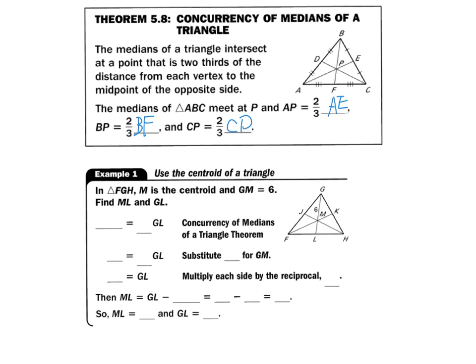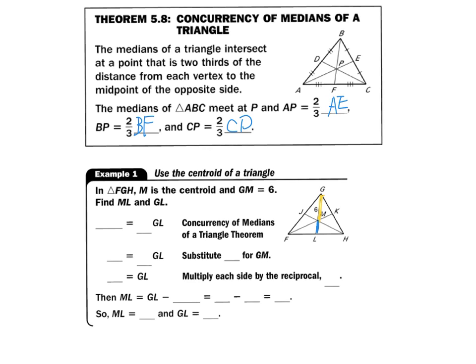Now let's look at example 1. In this triangle FGH, M is the centroid, and we're given GM, which is right here. This is 6, and we're asked to find ML, which is the blue part here, and GL, which is GM plus ML, right? So we need to find ML first, it looks like. Maybe not. So let's see how we start with this.